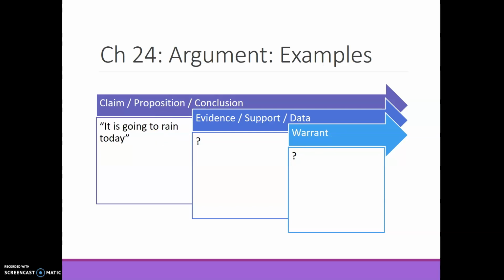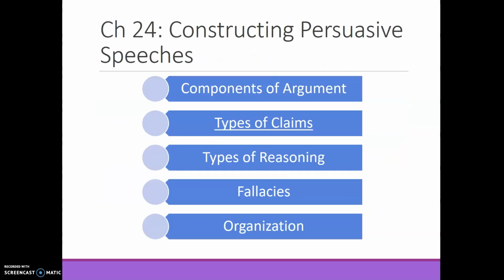Another one is: is it going to rain today? The evidence for that, again, could be varied. It could be that the weatherman said it's going to rain today. It could be the feeling in the air. You could have one of those gauges that lets you know if it's going to rain. And then your warrant would be, again, what would prove your evidence. Okay, we're going to skip that one.